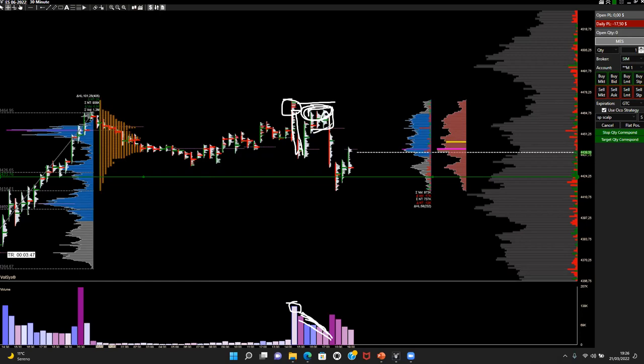Afterwards, what happens? This small range gets broken, and what happens? Volume increases. So in this case, we got this small range broken with heavy volume. In this case, we can see this histogram is colored in purple. Okay, this is because of a specific setting I've given to the indicator that shows me that this volume was a majority selling volume. Okay, so there was a dominance of sellers during that price bar.